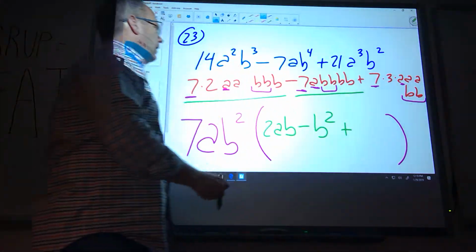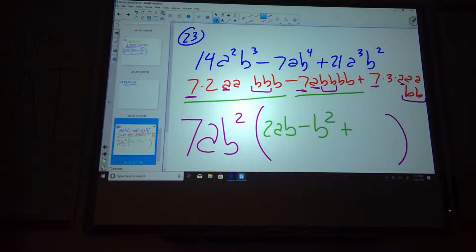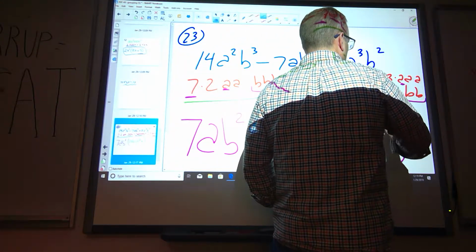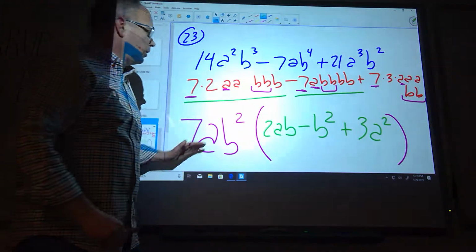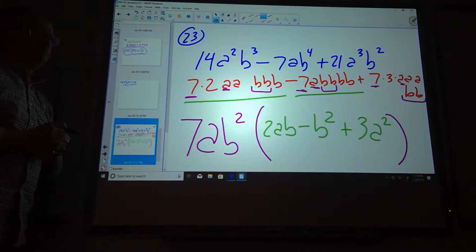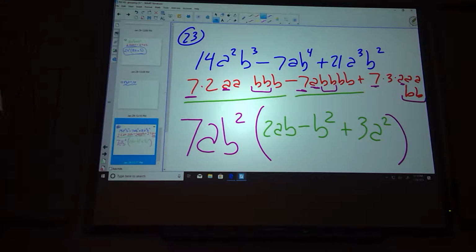If I factor out a 7ABB from the last term, what do I have left? 3A squared. And that's it. If I redistributed this to all 3 terms, I'd come up with my original blue one. What else from the homework would you like to take a look at?